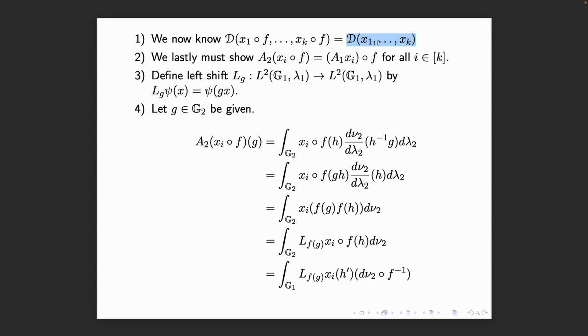We must also take into account the action of the operator. So what we need to show is that when we apply A2 to the composition of xi and f, it's going to be equal to A1 applied to xi, composed with f, for all i and k.